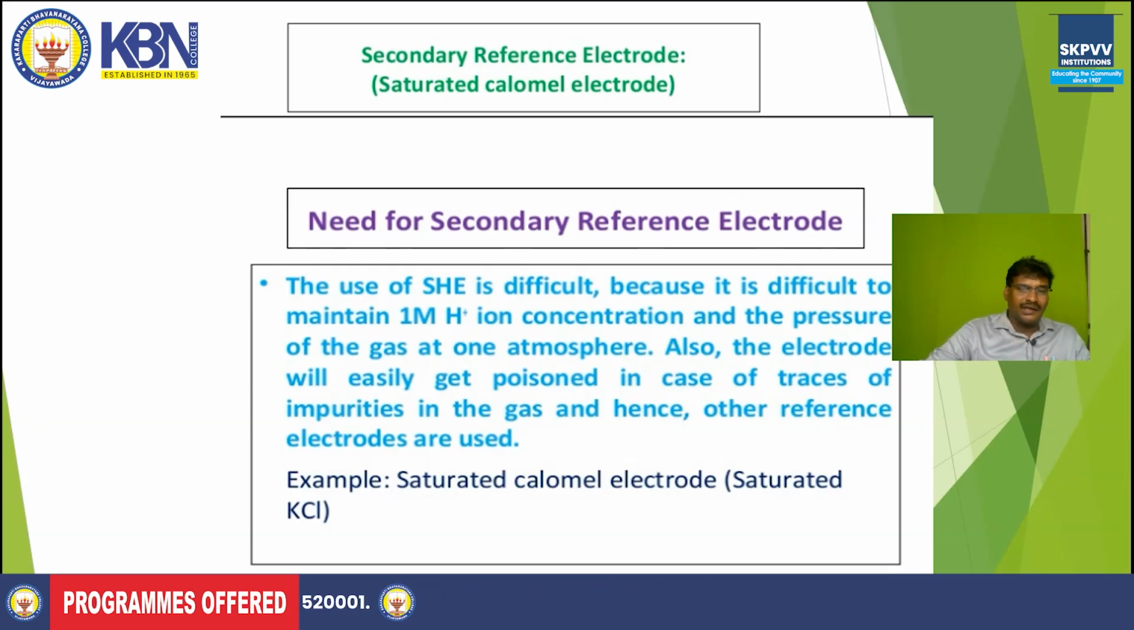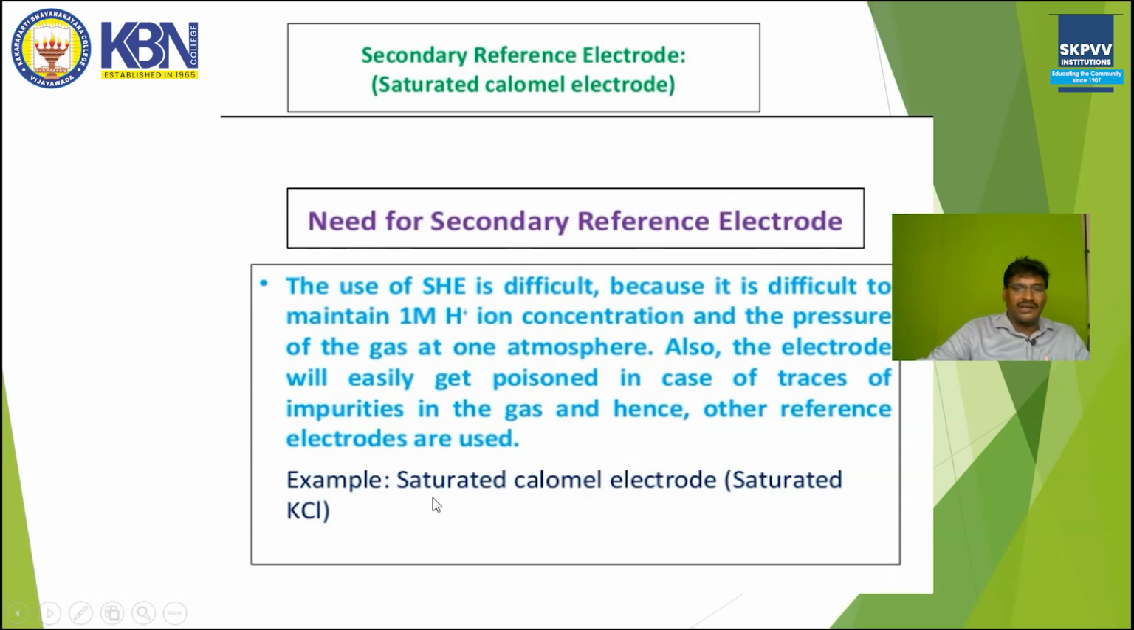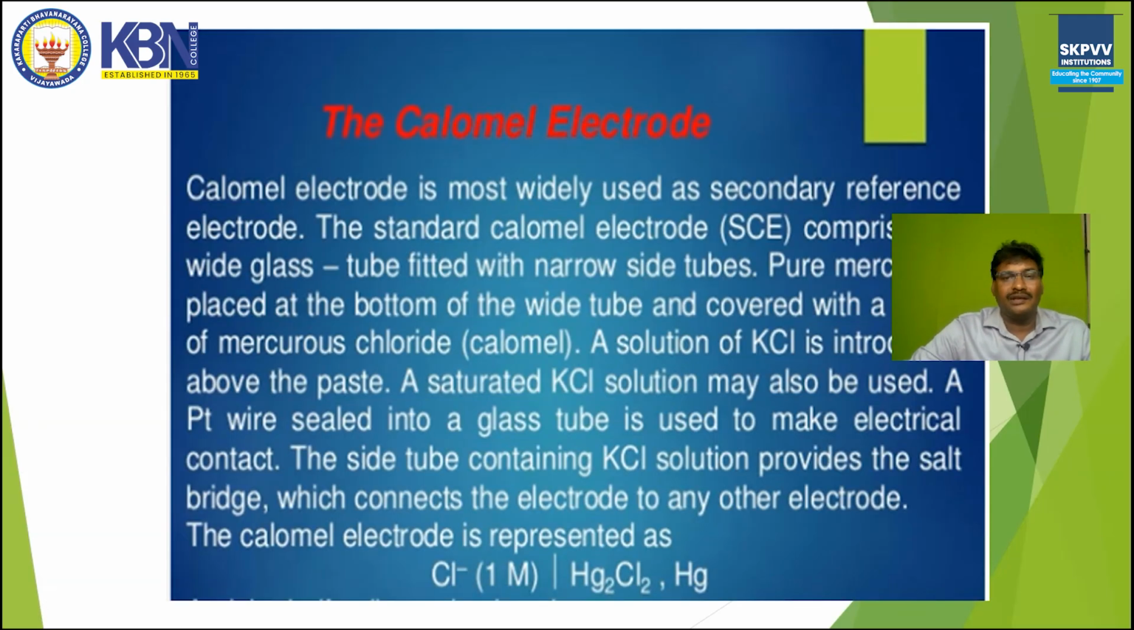Hence, another reference electrode is used, the saturated calomel electrode, which is saturated KCl with mercurous chloride. This is a secondary reference electrode, which is the best electrode. In the case of SHE, some impurities damage the electrode, so the values obtained may not be 100% correct. Therefore, this secondary reference electrode is also used to obtain potential values.